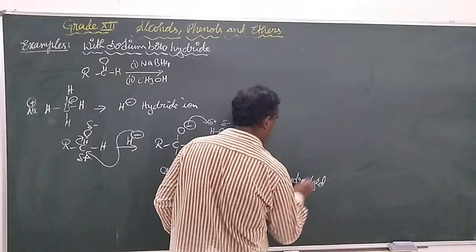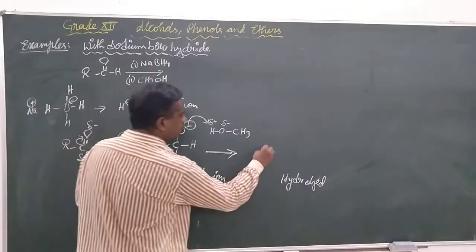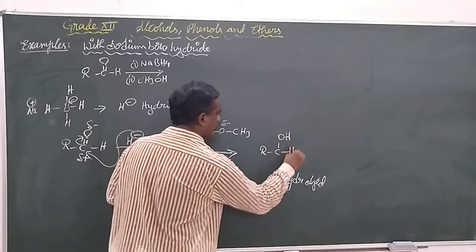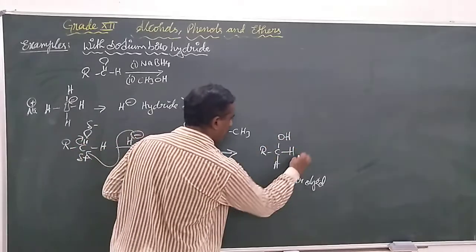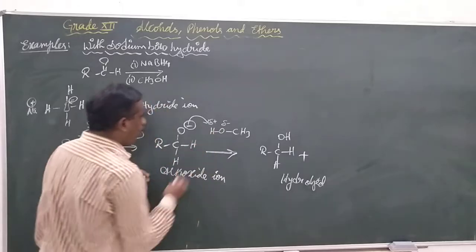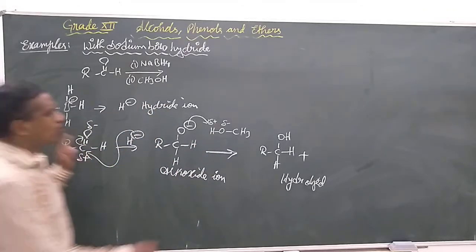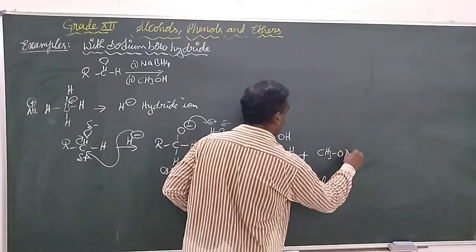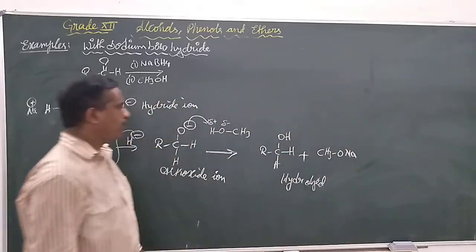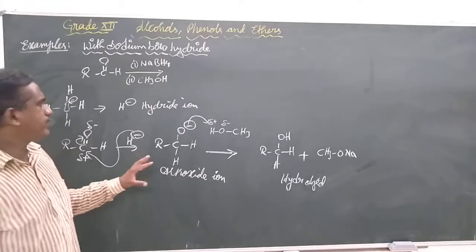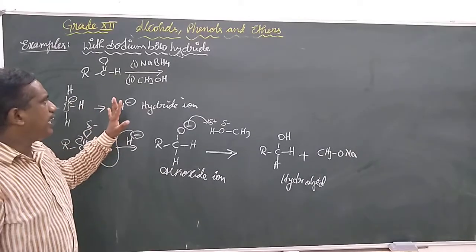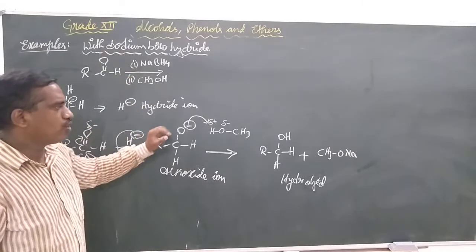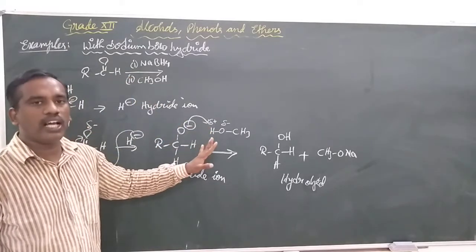In order to form the hydrolyzed salts, it is going to form RCH2OH. The CH3O will be combined with the sodium to form CH3ONa as a byproduct. So this is the only difference, children: lithium aluminum hydride is used in water, and methanol is used in the presence of sodium borohydride. So there we use the water, here we are using only the methanol.